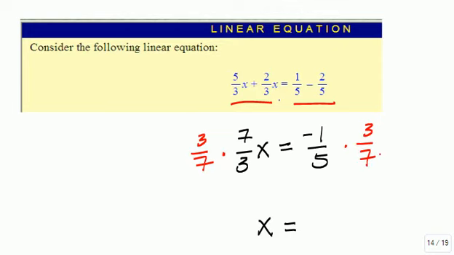So on the left, everything cancels, and we're left with 1x. So I'm just going to write that as x. And on the right, nothing cancels, so it looks like we would get negative 3/35.